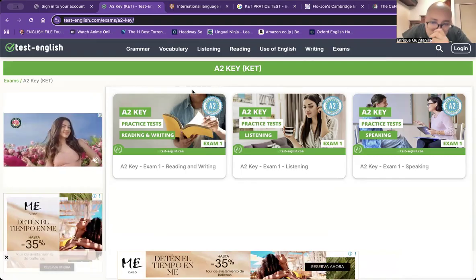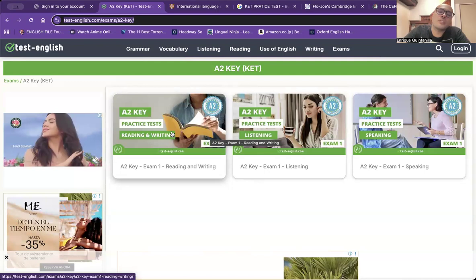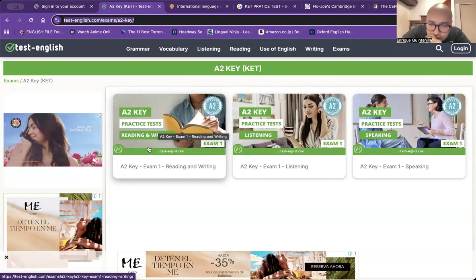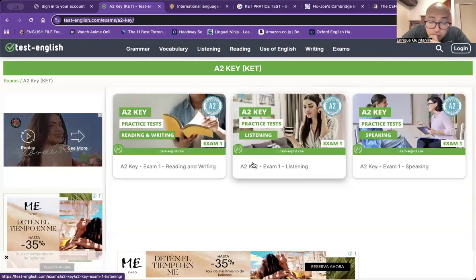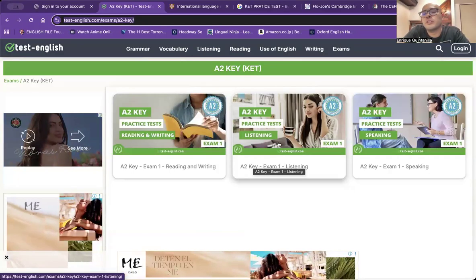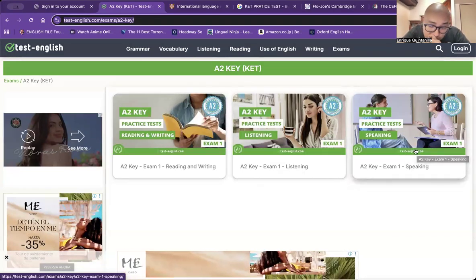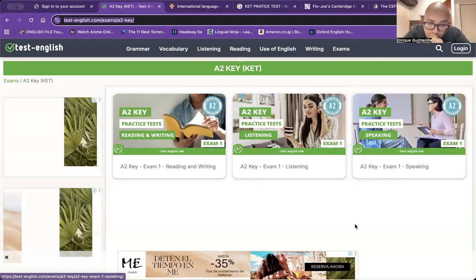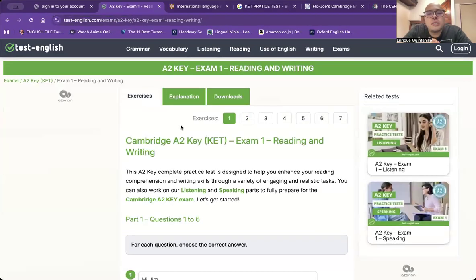As you can see, here we have the different categories that you can do. For example, the first one is reading and writing. The second skill that is presented in the exam is listening. And the final skill that you have to achieve is the speaking test. So we're going to be checking this.